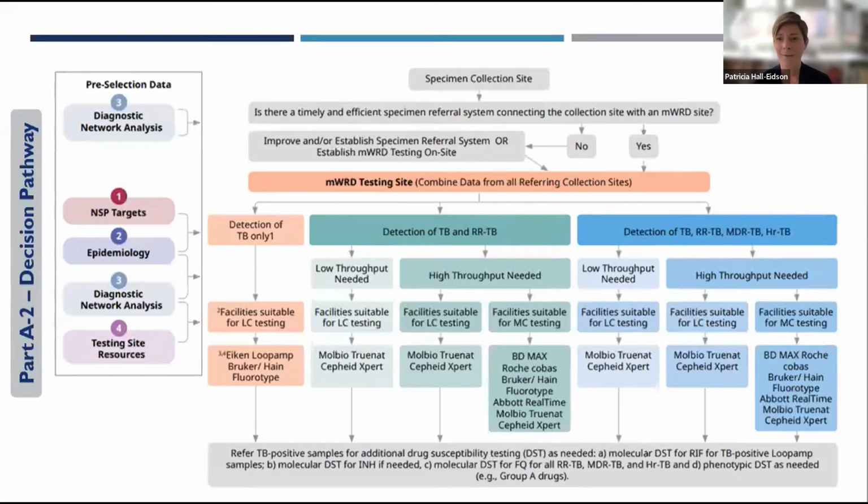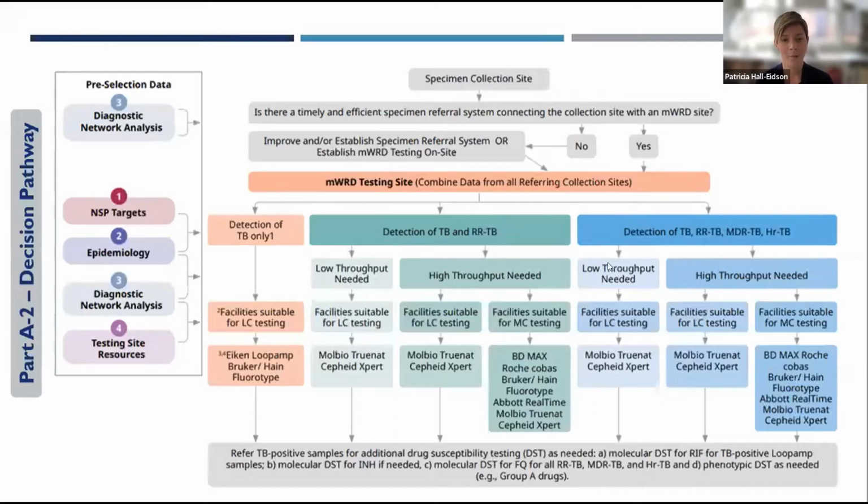However, keen observers of this tour will note that the decision pathway ends in a list of multiple suitable mWRDs to meet each testing site's need. These will, of course, require cross-comparison for selection of one or more testing technologies for implementation.